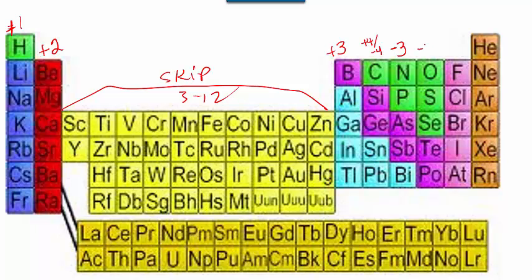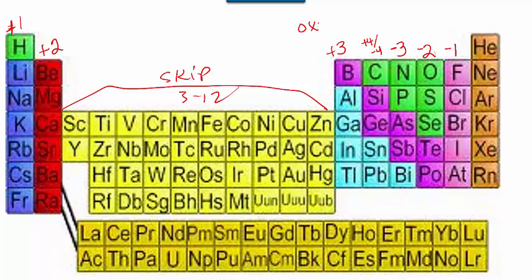Oxygen has 6 valence electrons. They want to have 8 valence. That helps them be happy in bonding. So they want to gain 2 electrons. Fluorine, chlorine, bromine, the halogens, they have 7. So they only need 1 more electron, and that makes them a -1.